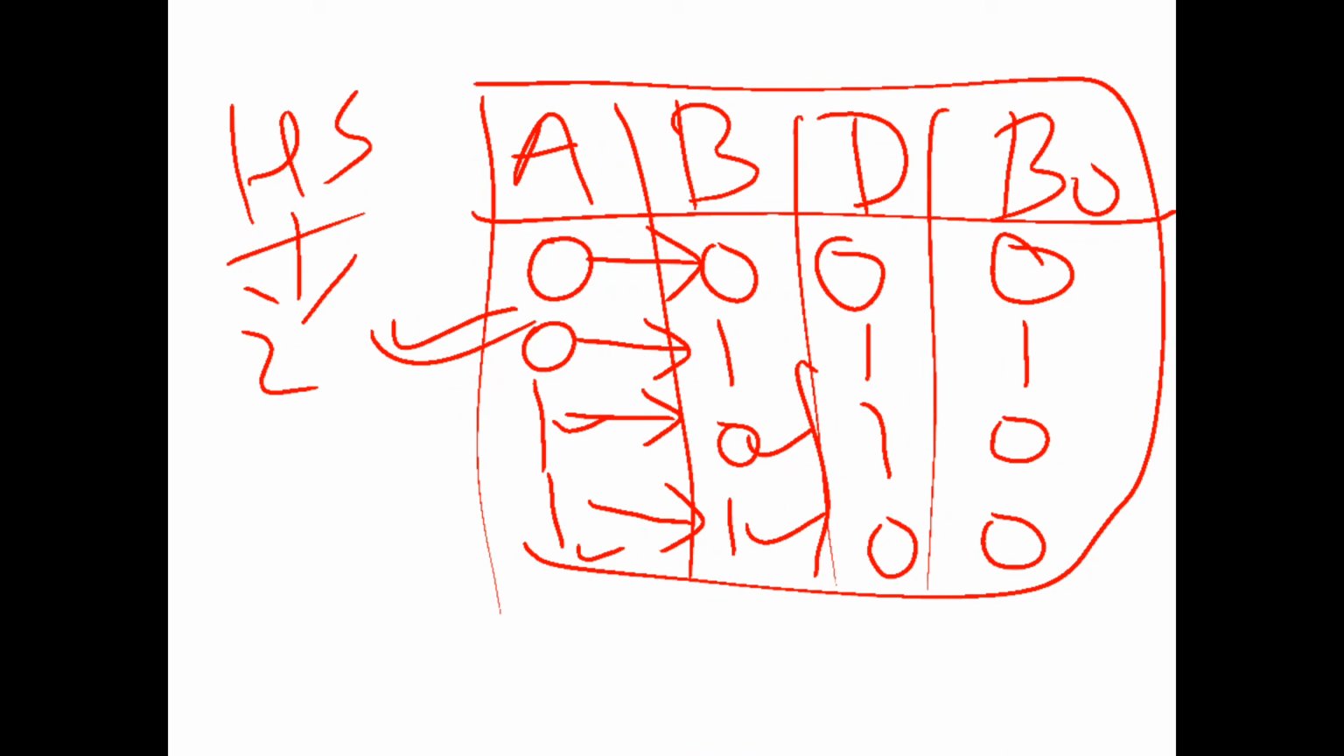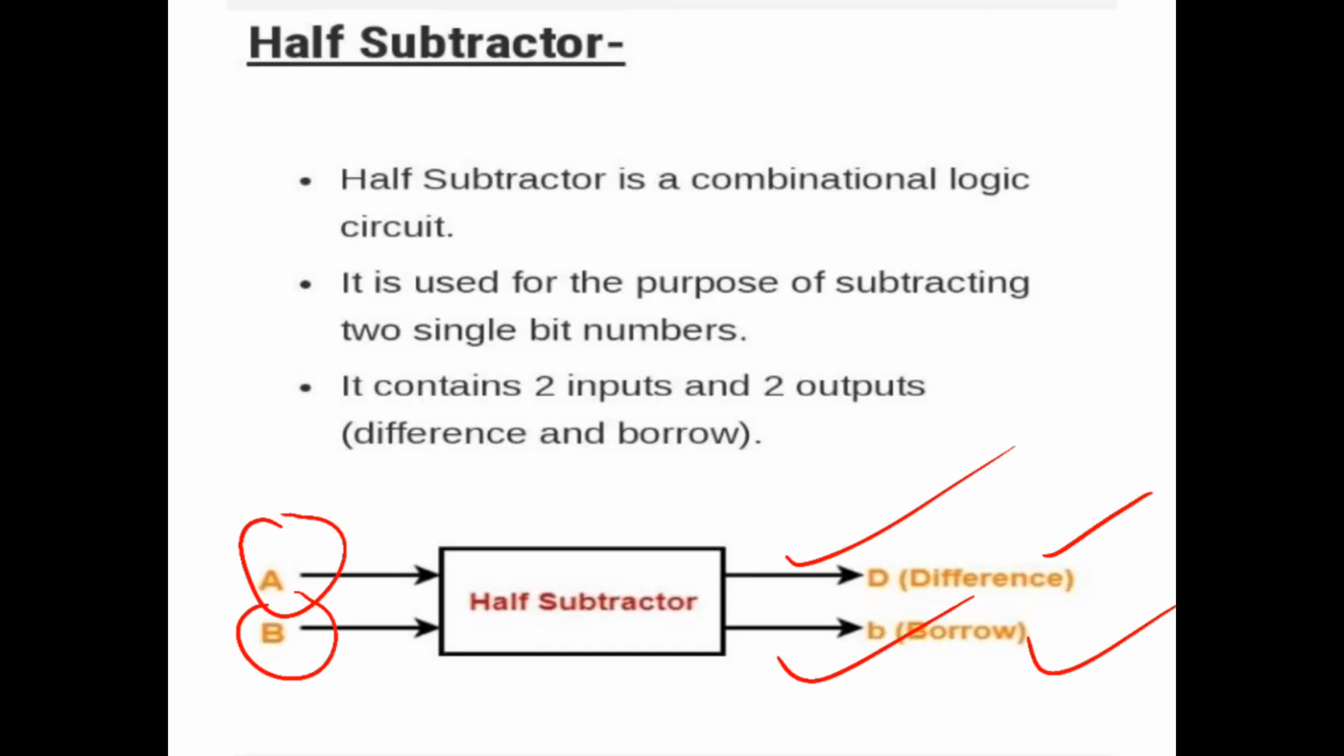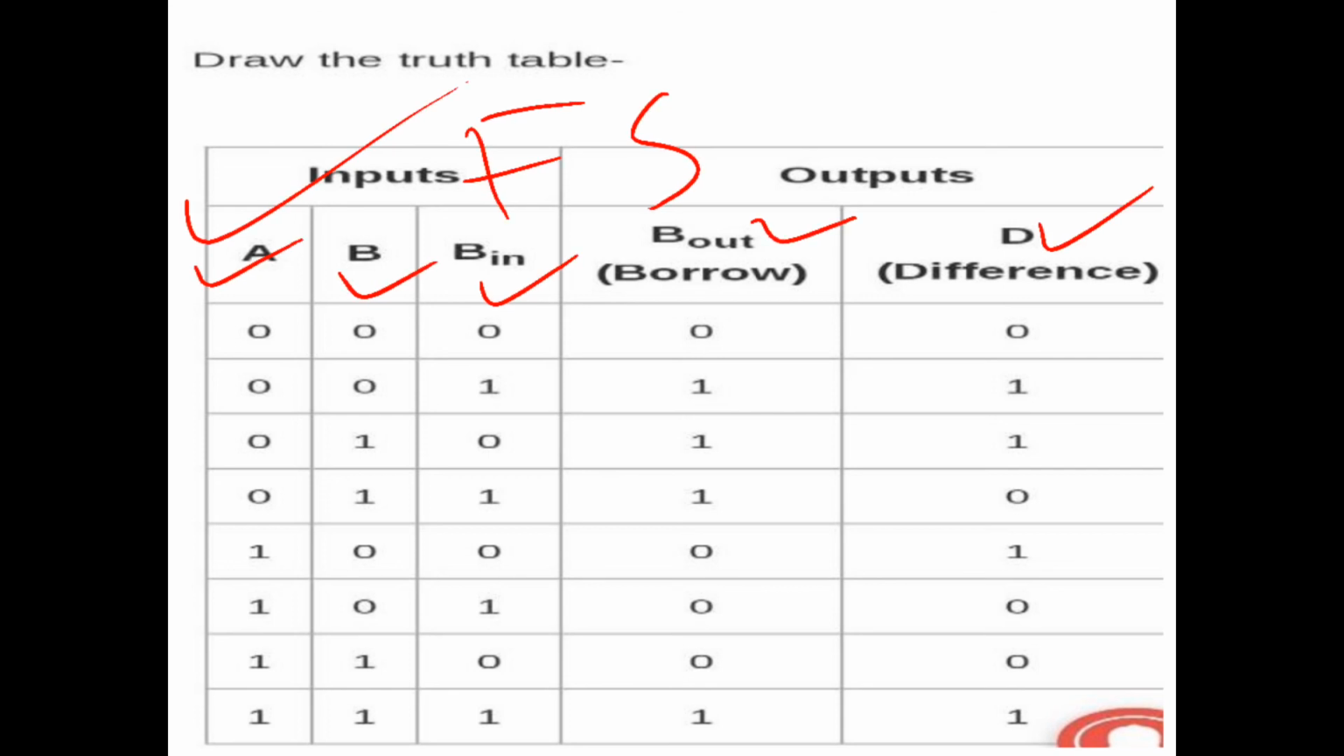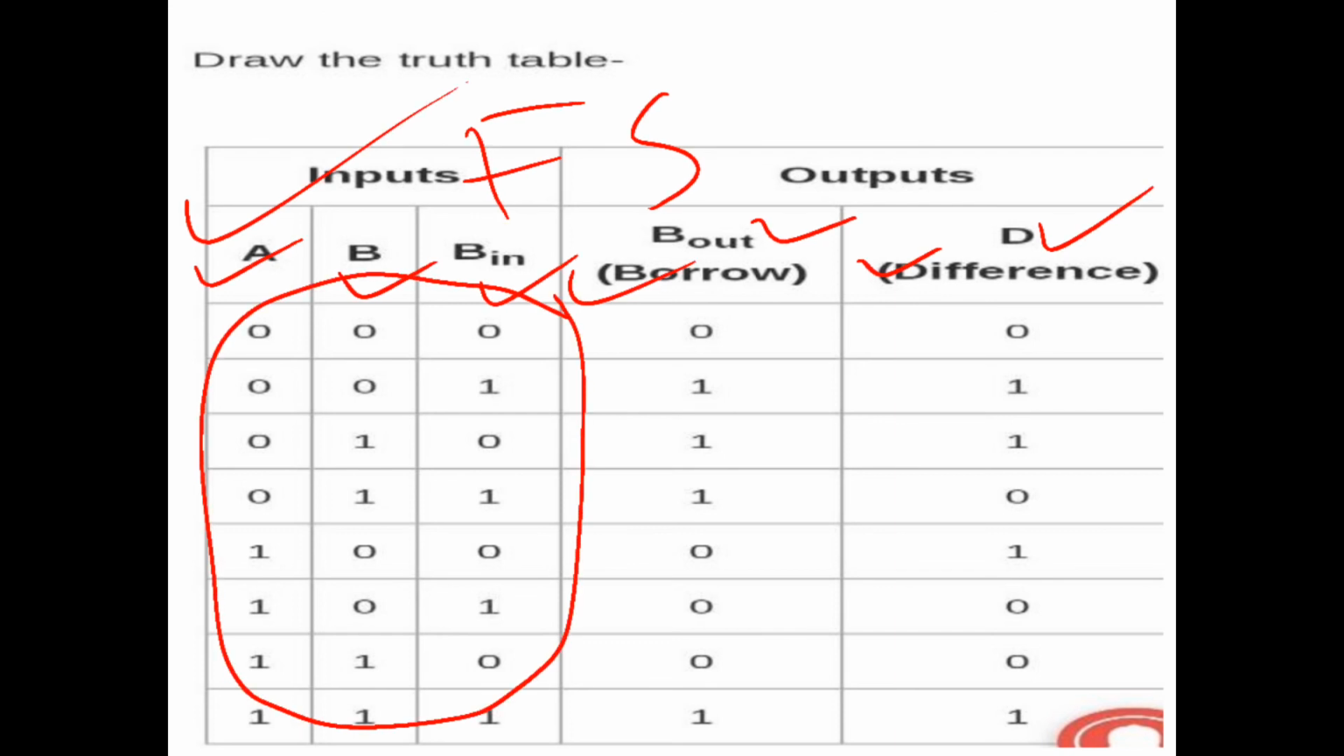So I hope in the same way one can draw, or one can use, the working of the full subtractor, which has 3 inputs and, just like the half subtractor, 2 outputs. So the outputs are again, let us say, difference and the borrow value. So with 3 inputs we'll have 8 combinations. The first is 0 0 0.